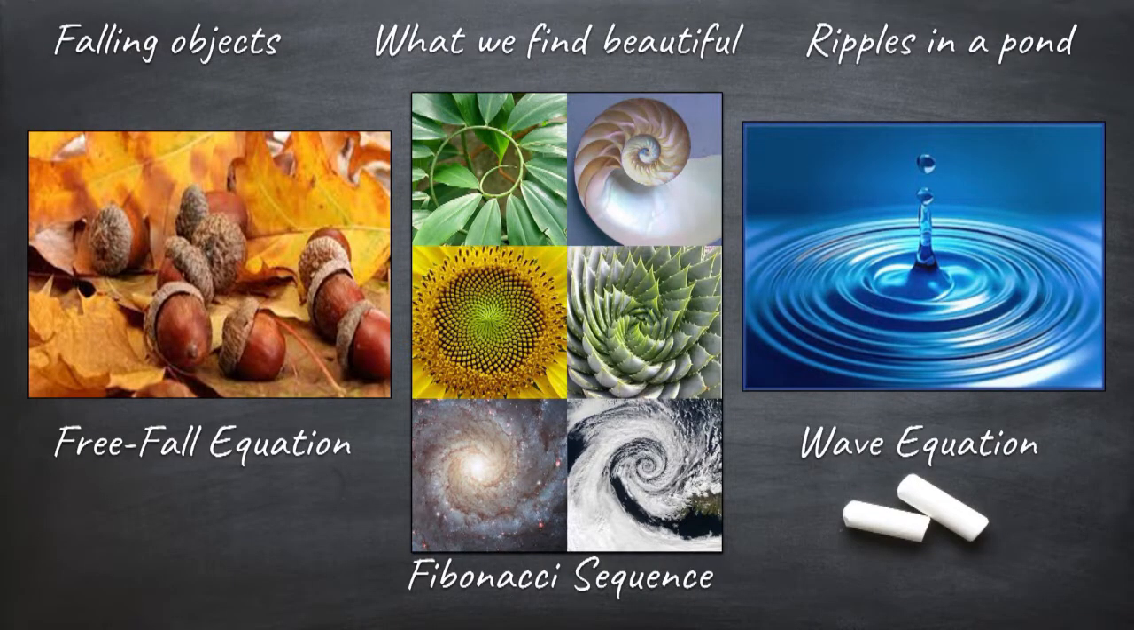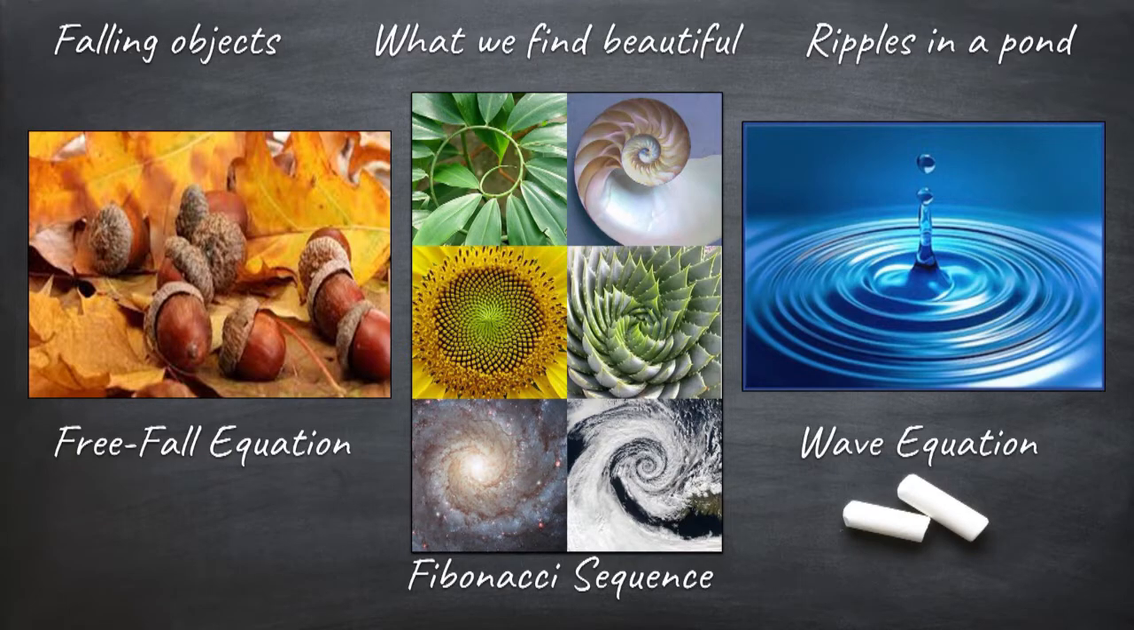I have a few examples of this here. Everything from falling objects, ripples in a pond, to what we find beautiful can be described with different things in mathematics. For the free fall equation or wave equations, we find that if we are given a starting point, we know exactly what's going to happen in the end. And the same in reverse. If we know how things ended, we know exactly what happened at the beginning.